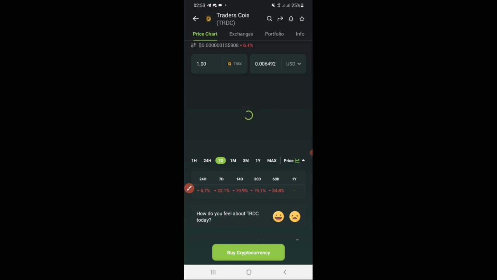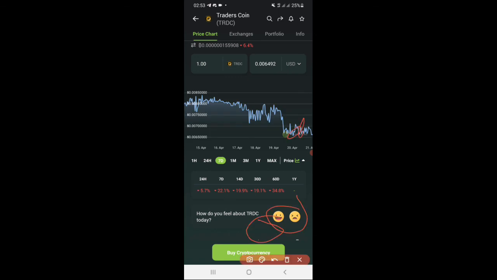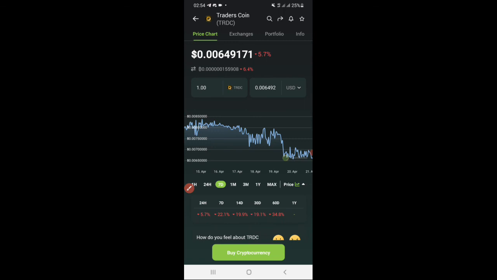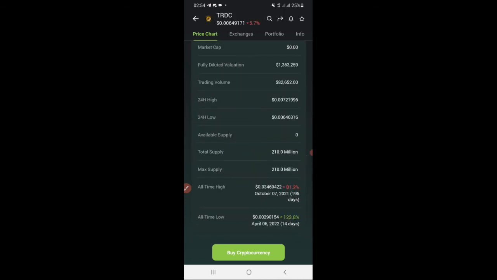7 days ago, this is what the token was doing 7 days ago. This is around here. So the token has gone as far as 0.0007. The coin's price is now 0.0064. So imagine you bought this token at the all-time low. You are already at a 123% gain as at the time that the token was there.